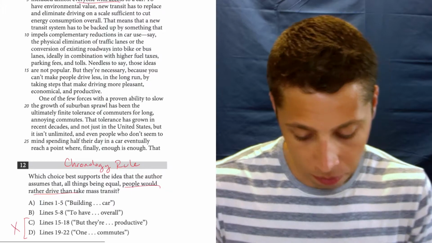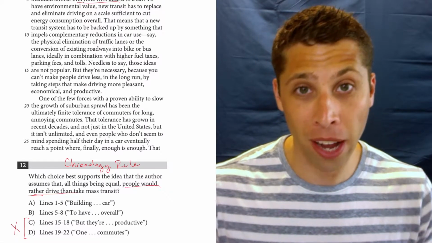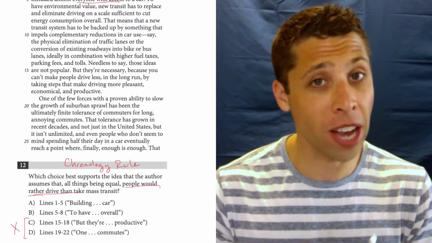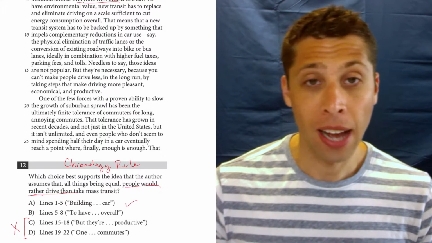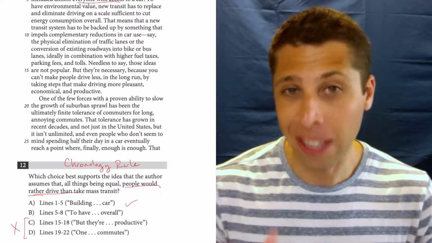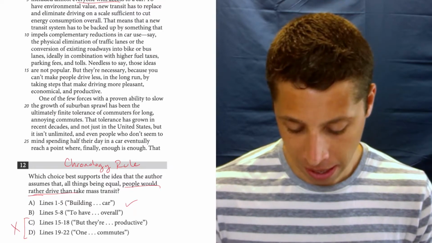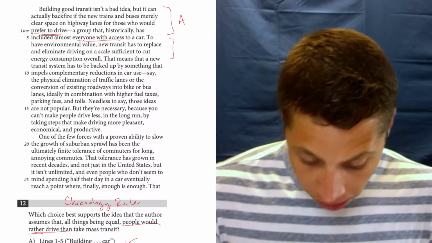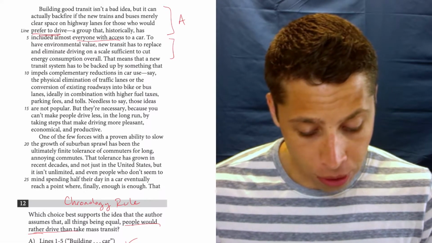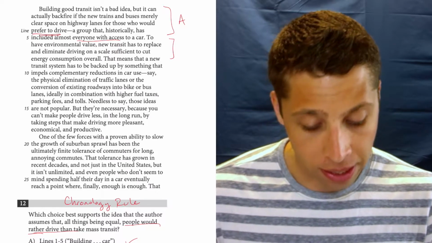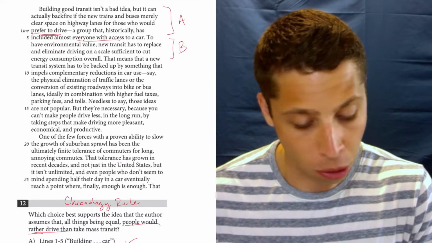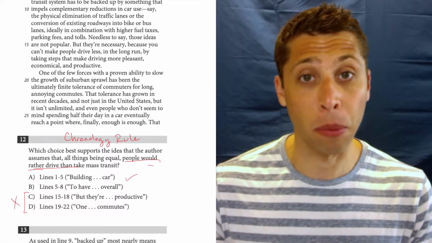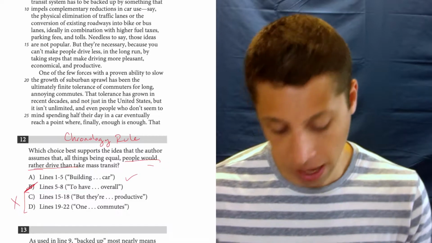So would they rather drive? Would they prefer to drive? Notice rather and prefer are basically synonyms here. So this choice is looking very, very good. I can't pick it just yet, but it seems to match with what the question wants from me. So let's look at 5 through 8. "To have environmental value, new transit has to replace and eliminate driving on a scale sufficient to cut energy consumption overall." Well, that doesn't seem right because it doesn't talk about what people would prefer, what people would rather do, so that's not looking good.